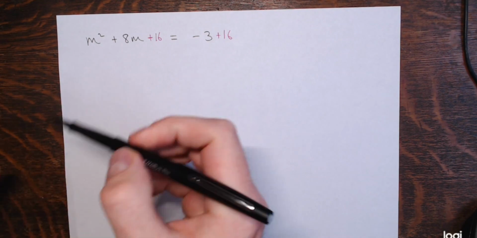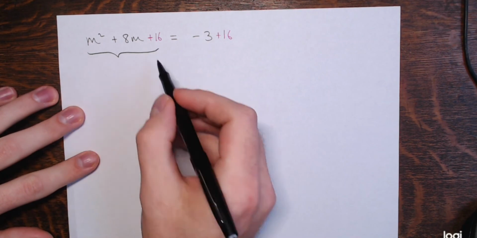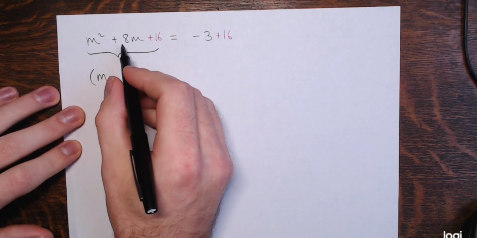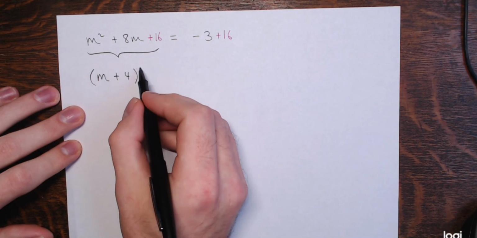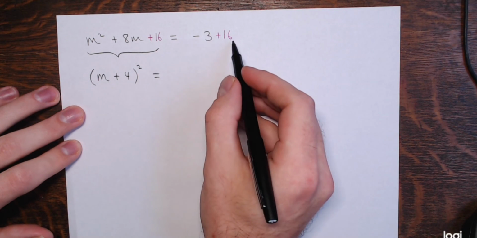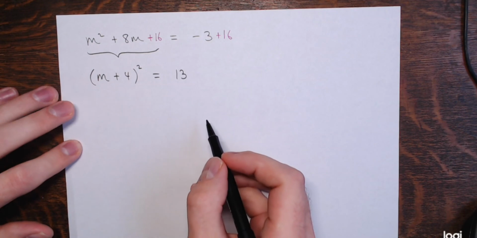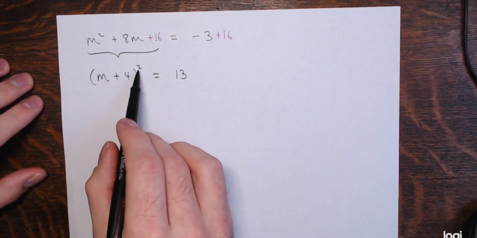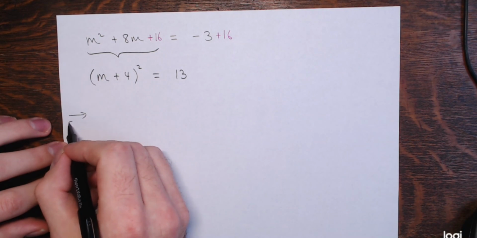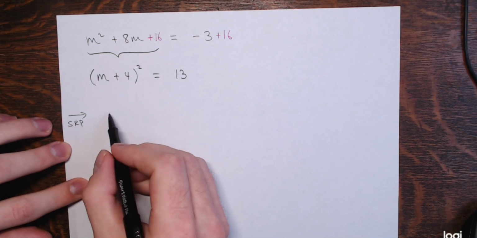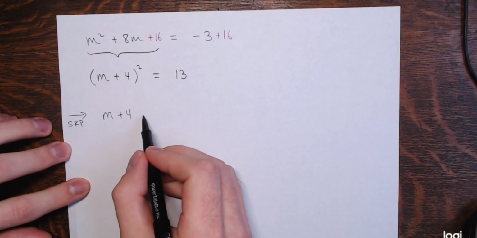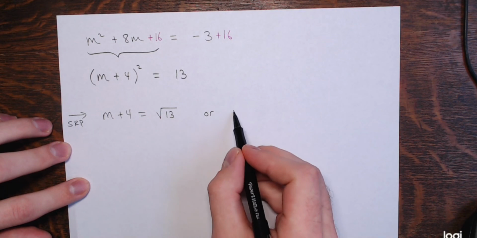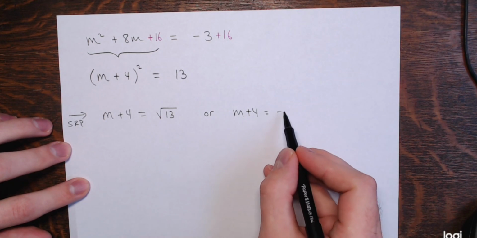Now again, the reason for doing this is so we create a perfect square on the left. This is m plus whatever half of b was. It's m plus 4, that quantity squared. And then negative 3 plus 16 is positive 13. And now I can apply the square root property. I have an expression squared equal to a number. So by the square root property, this expression being squared, m plus 4, is either positive square root of 13 or m plus 4 equals the opposite of that, negative square root of 13.